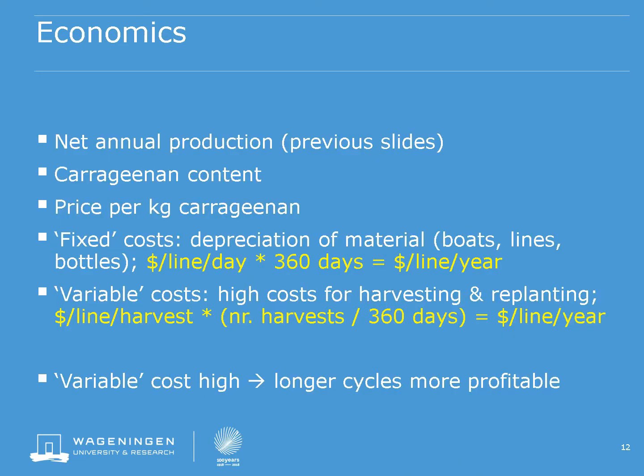We first calculate net annual production, as I showed in the previous slide. We calculate gross income based on weight, carrageenan content, and price per kilogram of carrageenan. For production costs, a distinction is made between fixed costs and variable costs, which occur only at harvesting and replanting. If harvesting and replanting is expensive, then it becomes more profitable to have longer cycles.